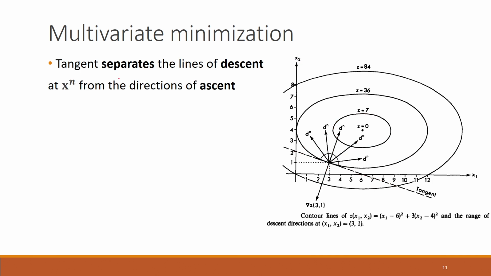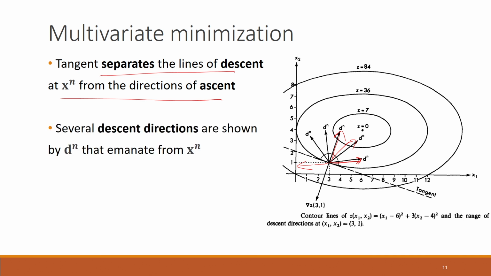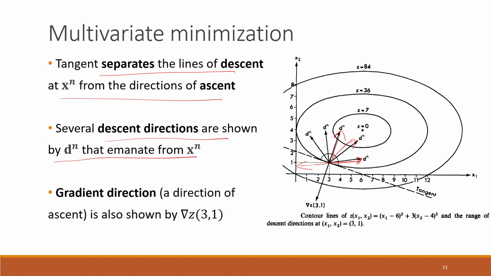So this is saying the same thing, this tangent separates the line of descent at xn from the directions of ascent here. Okay, so for example, if this is one descent direction, then exactly opposite to that will be the corresponding ascent direction. So if you go along this direction, the objective function will increase. But now since the objective is to minimize this objective function, we want to travel along one of these descent directions. Okay, so it is saying the same thing, several descent directions are shown by dn that emanate from xn, and this gradient direction, a direction of ascent, is also shown by this.